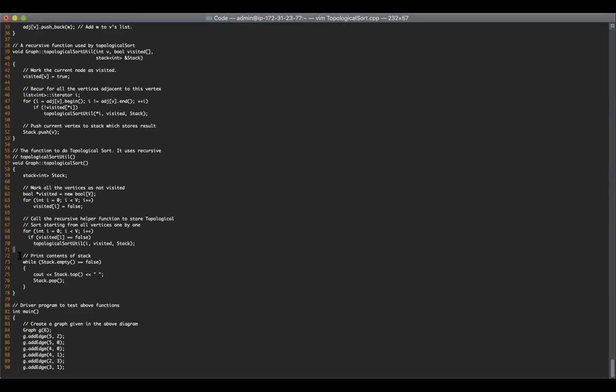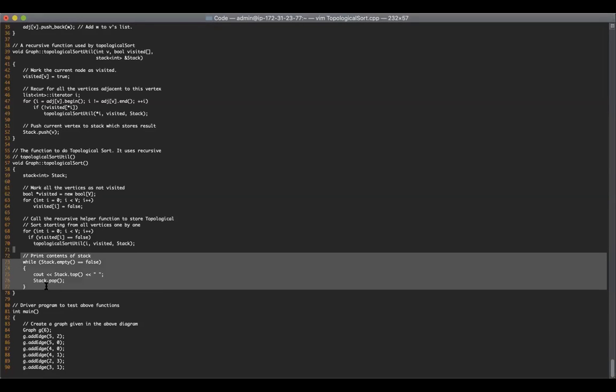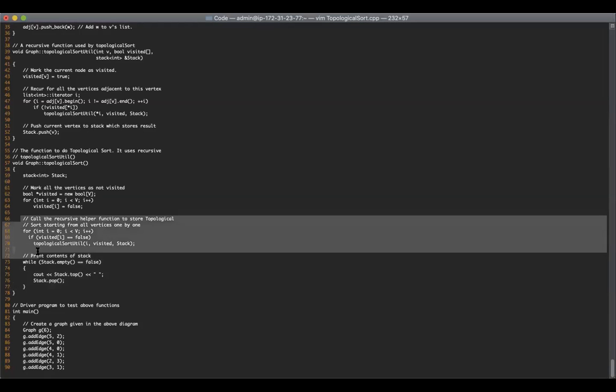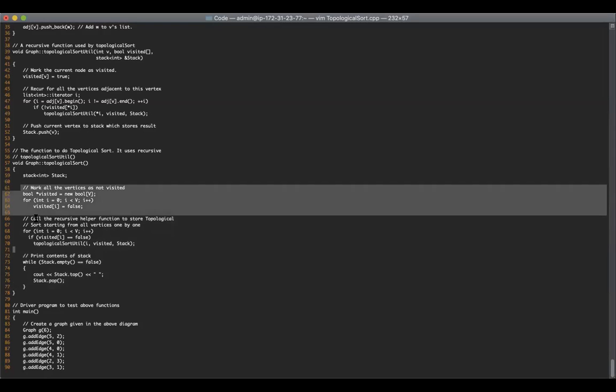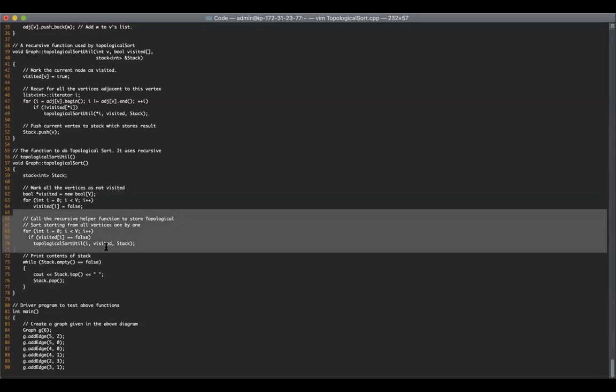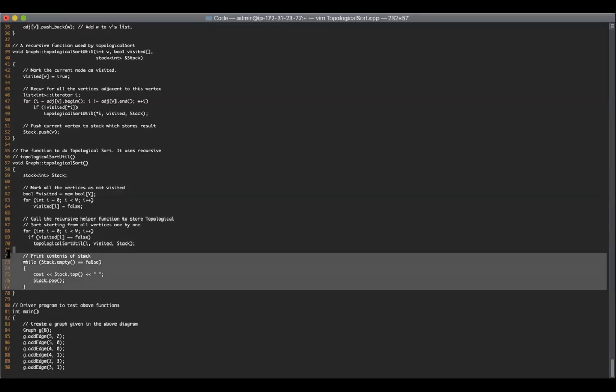And in the end, it prints the stack in the reverse manner, right? Once this part of the method completes, your stack is built. So we can see this is the first step and this is the second step. This builds the whole stack, and after this, it basically pops elements from the stack and prints it out.